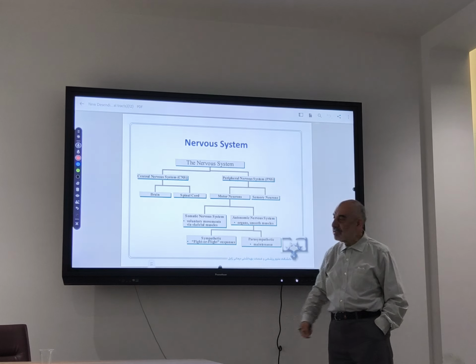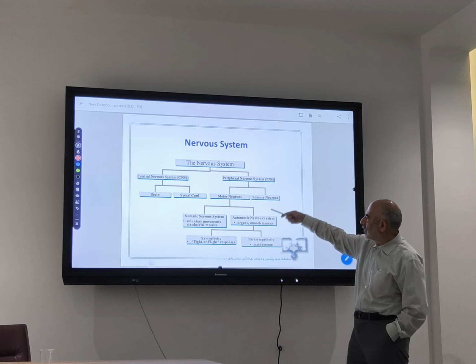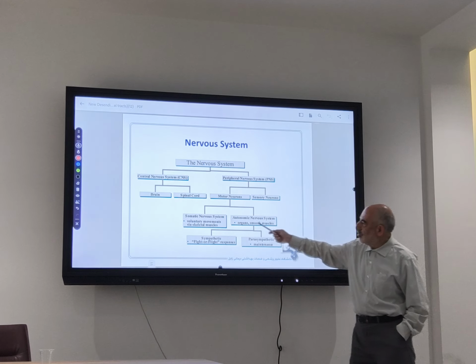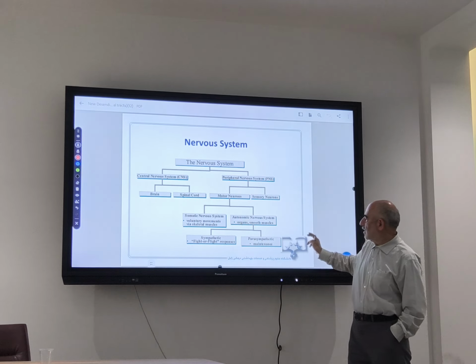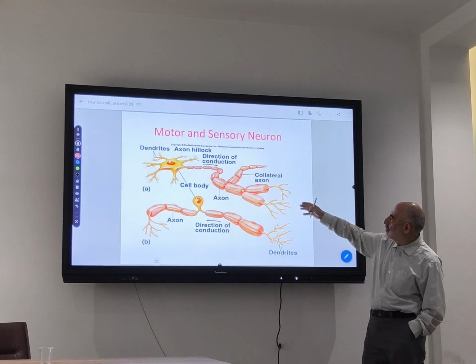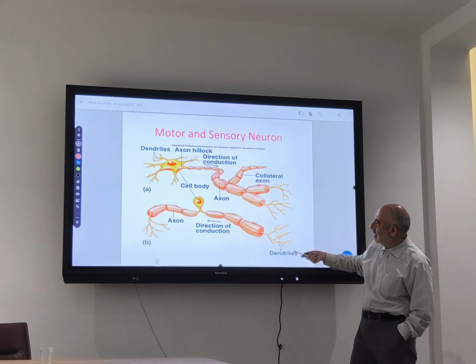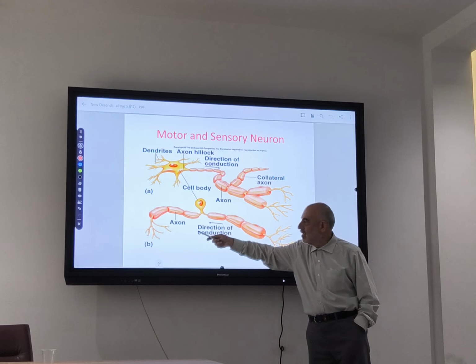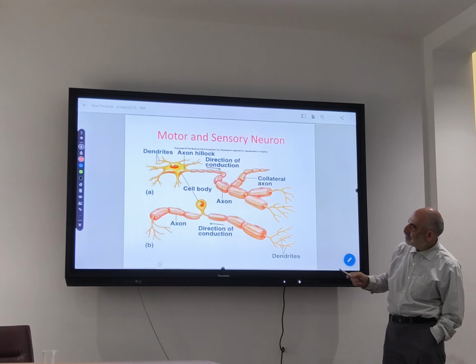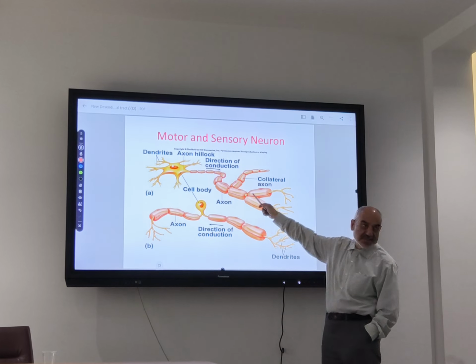And this is the nervous system: spinal cord, brain, and motor nervous, autonomic, somatic, sympathetic, parasympathetic. And this is an example of the neurons, collateral, okay? And this is a sensory neuron. This is the axon, this is the dendrite, okay? Sends the information. This is the motor.